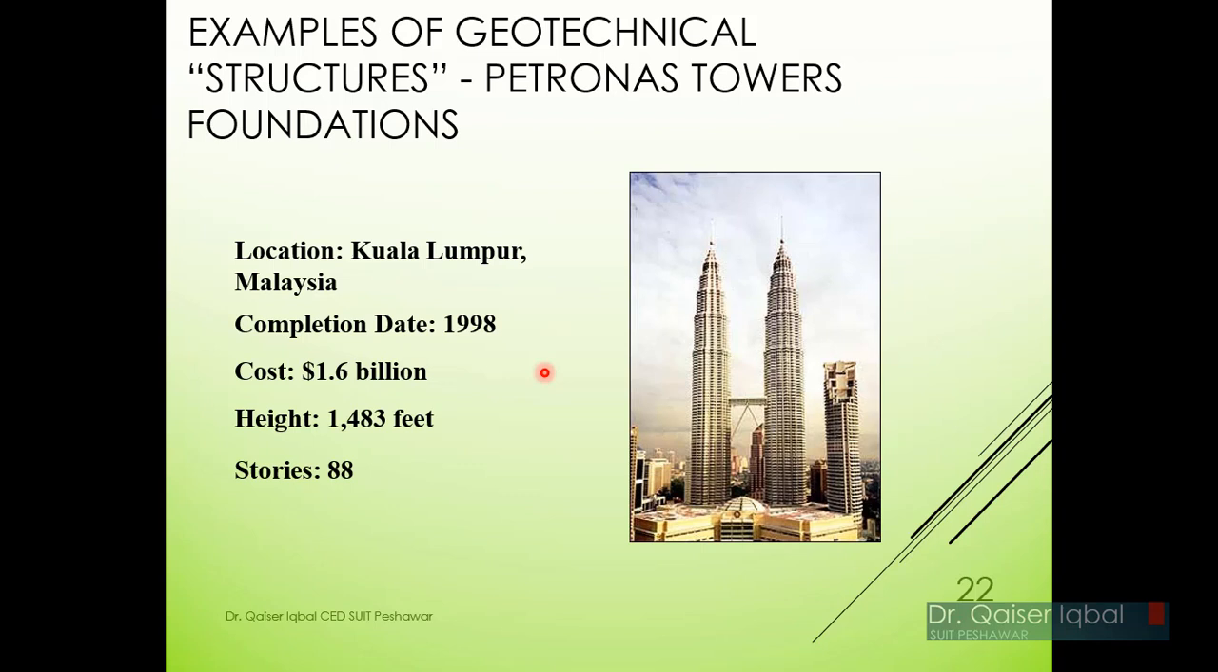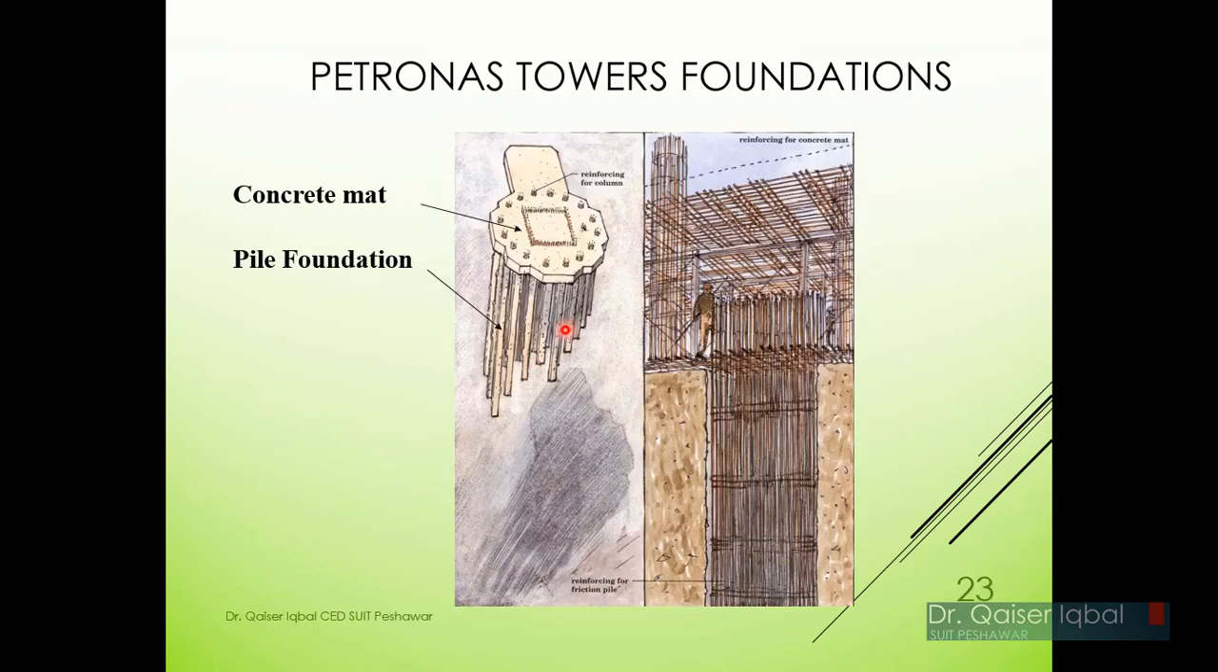So now coming back to Petronas Tower, it's located in Kuala Lumpur, Malaysia. Completion date in 1998. The total cost was $1.6 billion at that time. The height is 1,483. It is not the tallest building in the world, but it's got 88 stories. It's the tallest building in the Malaysia, at least. So its foundation basically included the pile mat foundation, which you can see there are a number of piles over here, and in the top we've got mat foundation or slab. Okay, so this slab basically combined these piles together and provides a foundation for the structure.